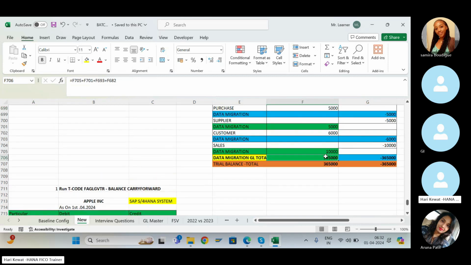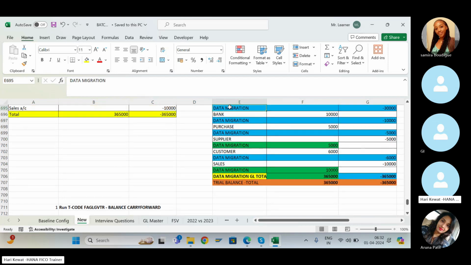If any GL, not just the data migration GL, if any GL has debit and credit equal, then next year it will have a zero balance as the opening balance. Okay, so here the data migration GL is having debit and credit equal, so next year it will become zero balance. Okay, now all your profit and loss GLs, those GL balances will also not get carried forward to the next year as an opening balance. Rather, what will happen? Their difference will go next year. Difference means all the revenue GL minus all the expense GL.